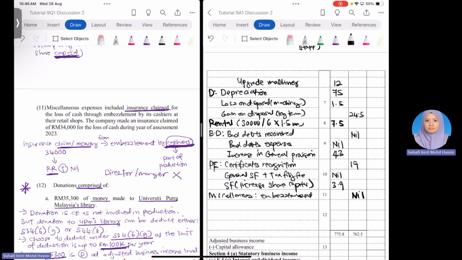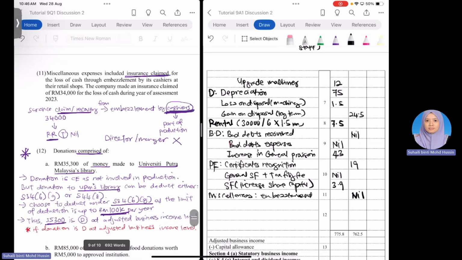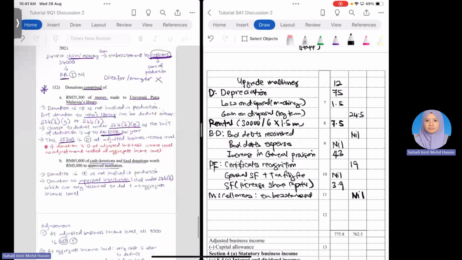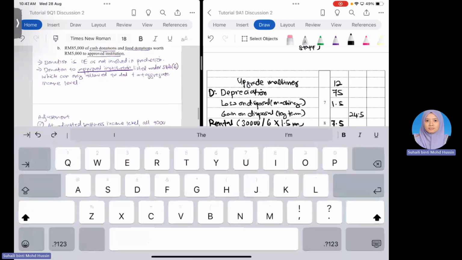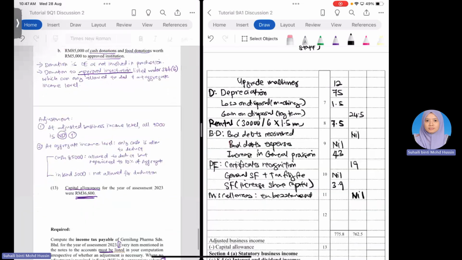Okay, the amount is already added, included in the net profit before taxation. Right, so now we go for the last item, number 12, donation. This one is basically where the students get confused. Okay, donation. The company made 2 donations.